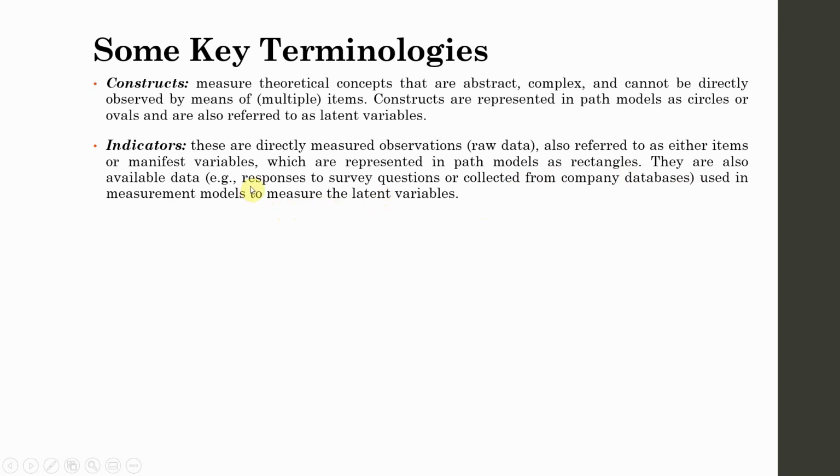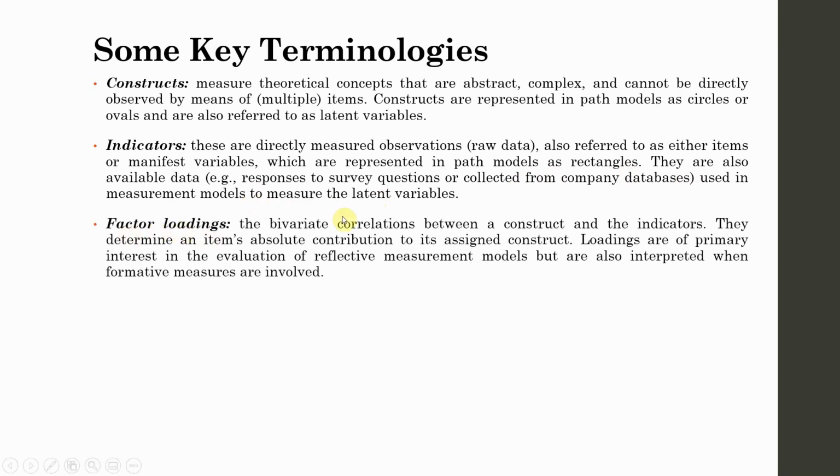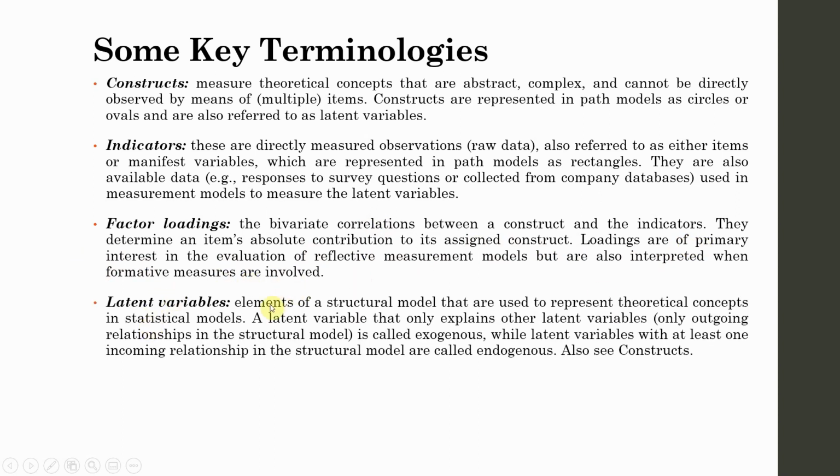Now, the items are what we refer to when we ask questions. Factor loadings are the bivariate correlation between a construct and the indicators. They determine an item's absolute contribution to its assigned construct, that is, how well a particular item is measuring the underlying construct. Loadings are of primary interest in the evaluation of reflective measurement models, but are also interpreted when formative measures are involved. Now, latent variables are elements of a structural model that are used to represent theoretical concepts in a statistical model.